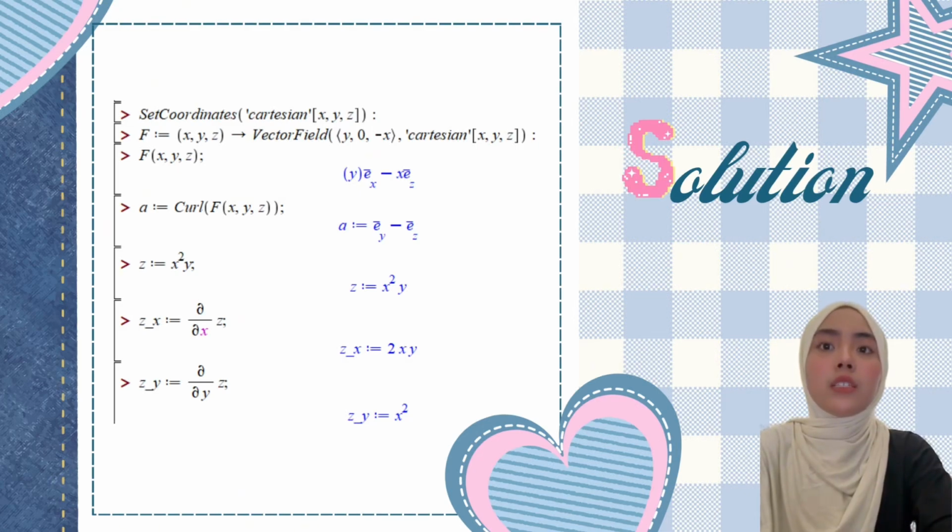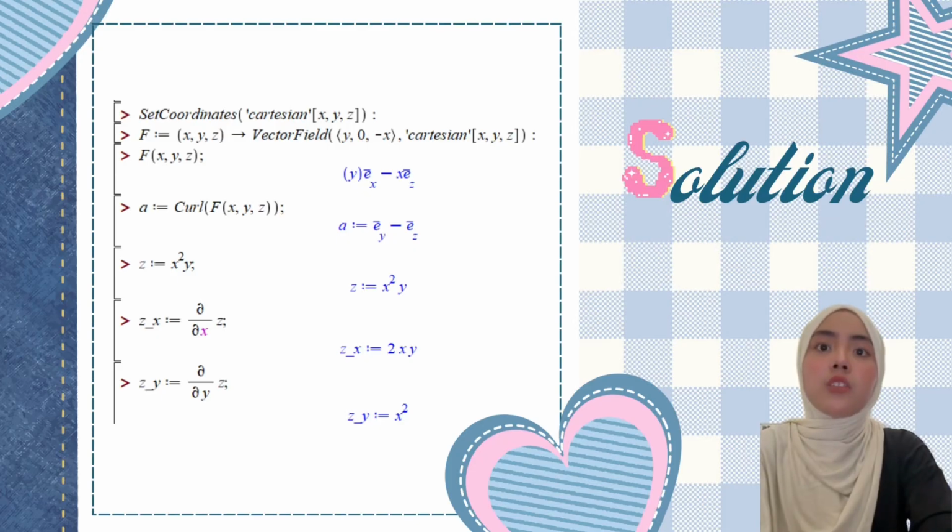Before proceeding with vector calculus operations, we need to specify the coordinate system. We use the SetCoordinates command to select the Cartesian coordinate system, which is required for calculating the derivative and curls correctly in the upcoming steps. A vector field F(x, y, z) is then defined using the VectorField command with the components y, 0, and negative x. This vector field represents a rotational flow that we will analyze further.